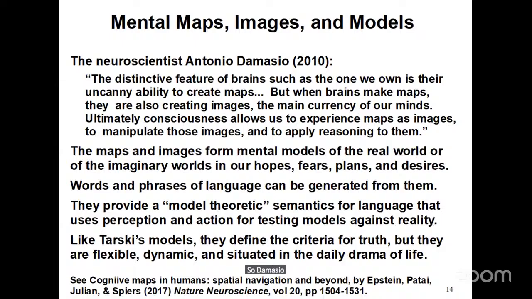Damasio, the neuroscientist, said that when brains make maps, they are creating images, the main currency of our minds. Ultimately, consciousness allows us to experience maps as images, and the maps and images form mental models of the real world or the imaginary worlds in our hopes, fears, plans, and desires. Words and phrases of language can be generated from them, and they provide a model theoretic semantics for language.